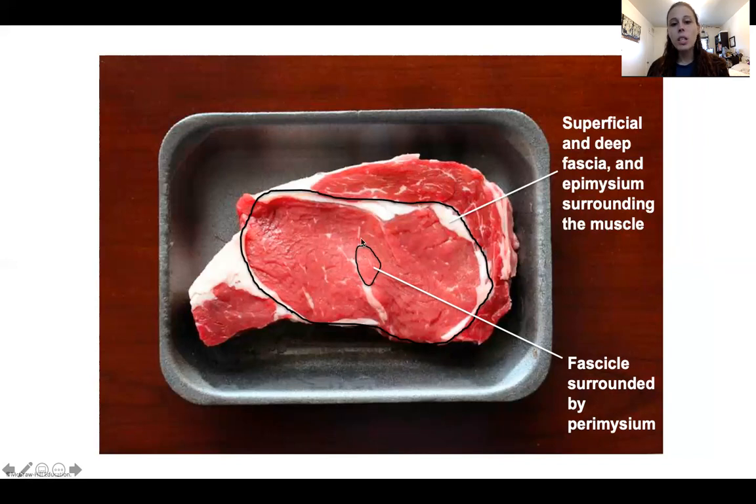And the fascicle is surrounded by perimysium. Now here we cannot really see the muscle fibers because they are really small. They are microscopic, so we cannot see them with the unaided eye. So next time you see a steak, look for the muscle boundary with the deep and superficial fascia and also the fascicles.